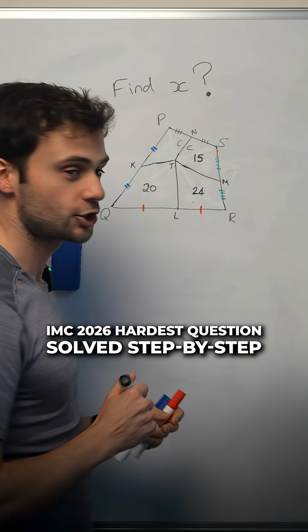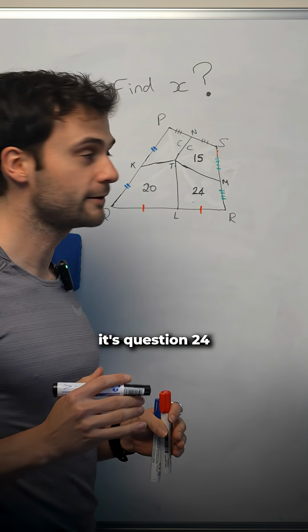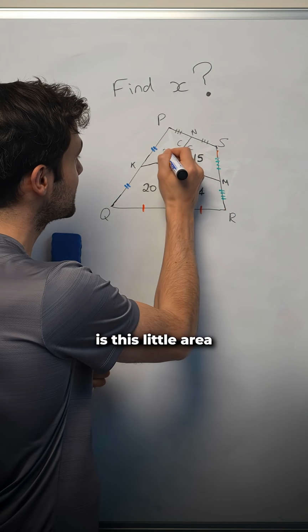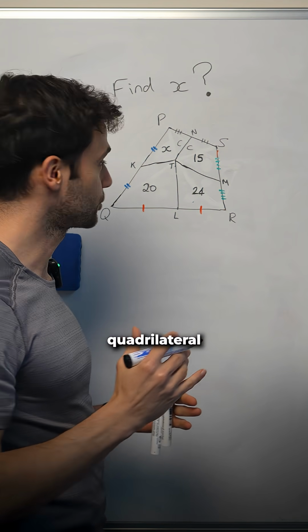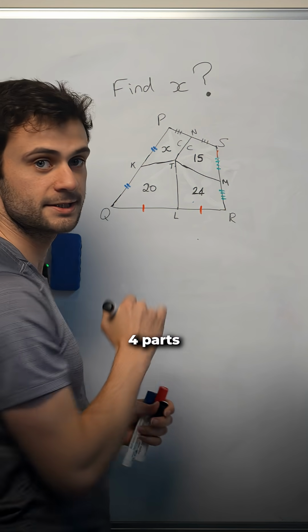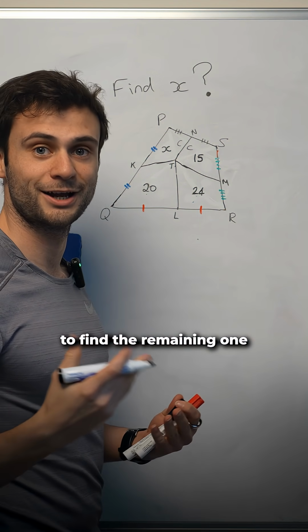This was the hardest question on the Intermediate Maths Challenge 2026 paper. It's question 24, and what it's asking you to find is this little area up here. So you can see we've got an irregular quadrilateral that's been split into 4 parts. We've been told the area of 3 of those parts, and it's asked us to find the remaining one.